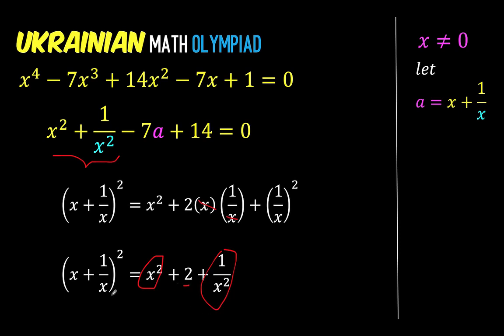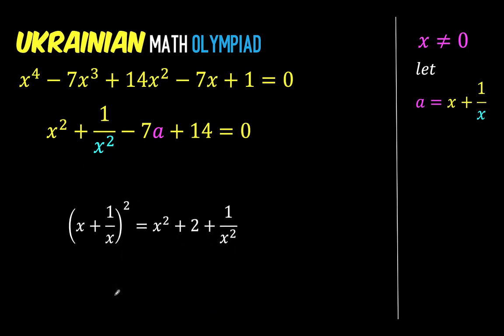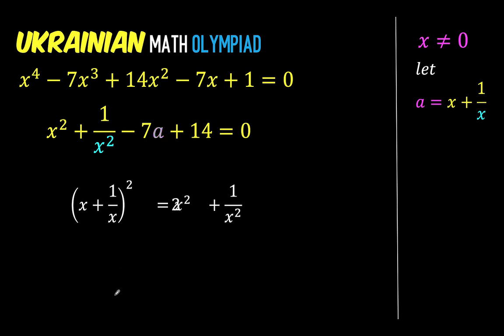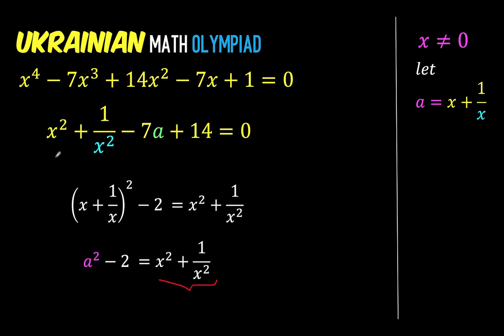So all we have to do is subtract 2 from both sides so that we can have x squared plus 1 over x squared at the right side, which is exactly these first 2 terms. Now we know that x plus 1 over x is simply a. So let's do also the substitution here. And therefore, we now know that this x squared plus 1 over x squared, which are these first 2 terms, can be replaced by a squared minus 2.